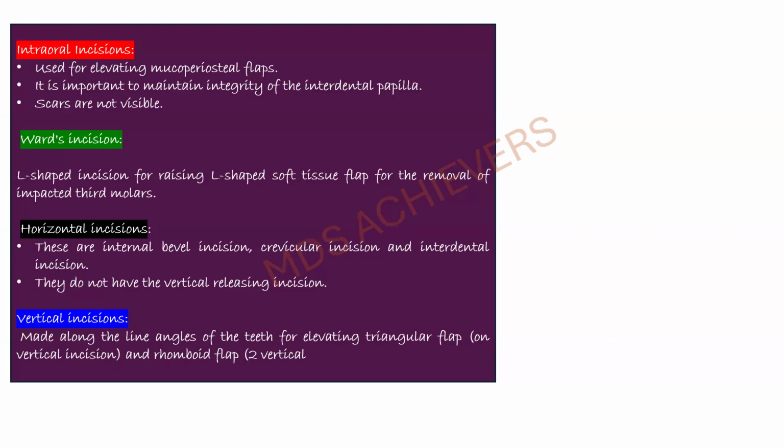Vertical incisions are made along the line angles of the teeth for elevating the triangular flap. The simple thing that you have to remember is, suppose we have to elevate the flap. We have given a crevicular incision. Then we have to give the incisions like this. So one basic fundamental is that the base of the flap should be broader than the apex. That should be followed, and these incisions are called vertical incisions.